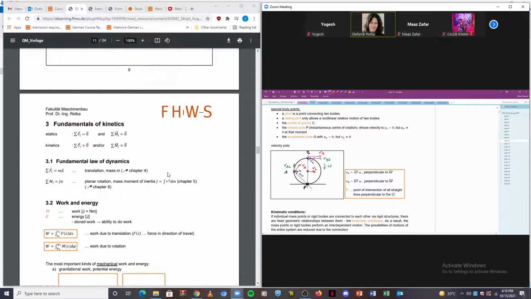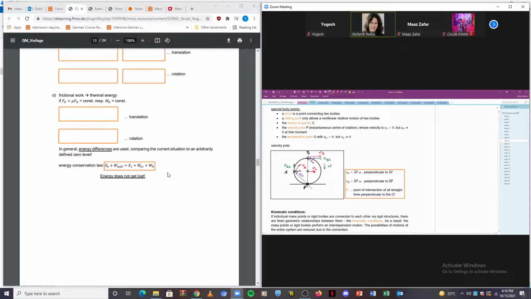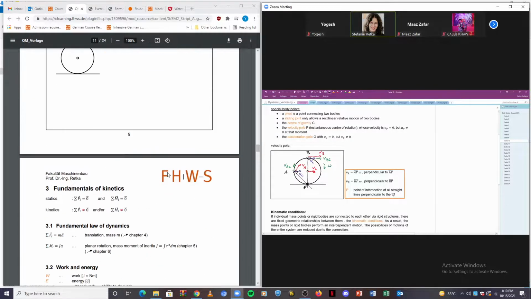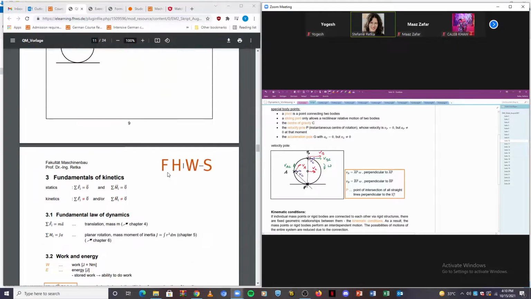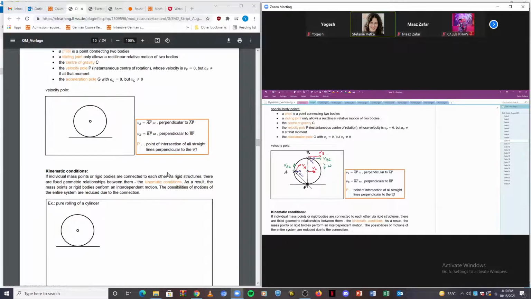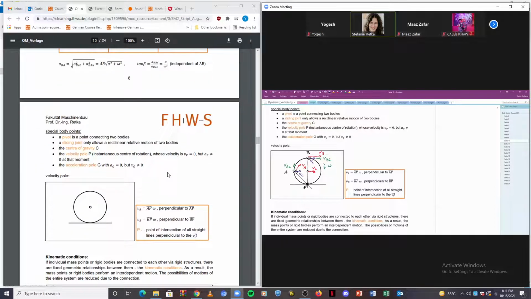And now we can simply always remember that in case of a rolling cylinder, tire, or whatever, our velocity pole is in the contact point between cylinder and surface. And then the advantage of this velocity pole is that it's quite simple, easy to compute the absolute velocity. It's stated here in this orange box.